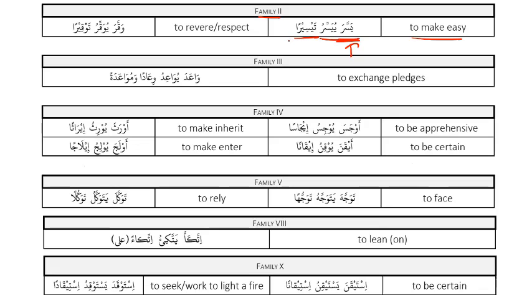Sarrafa, yusarrifu, tasrifan. So this is bab taf'il, right? Allama, yu'allimu, ta'liman. So sarrafa, waqqara, yuwaqqiru, tawqiran. Then family 3, wa'ada. This is qatala, yuqatilu, and then either qitalan or muqatalatan. So this is mufa'ala. Family 3 is bab mufa'ala. So this is the revision of our babs also. Family 4 is bab if'al.